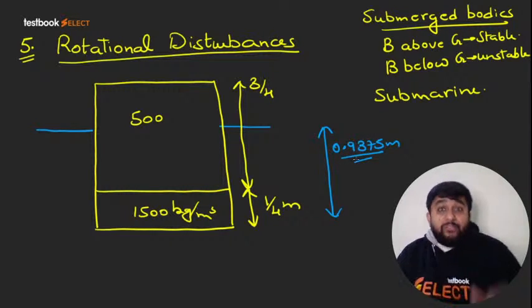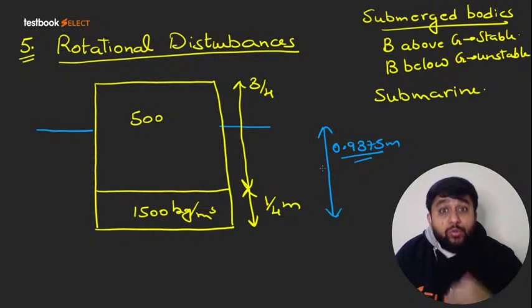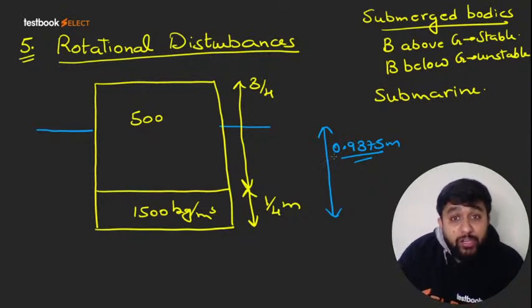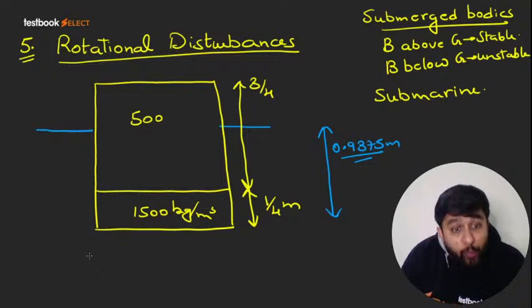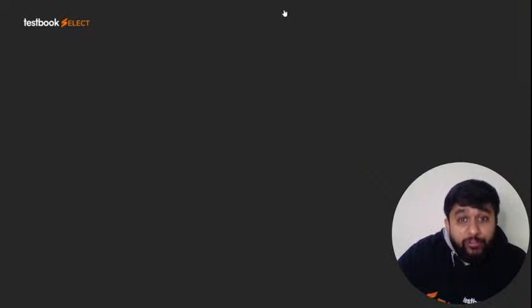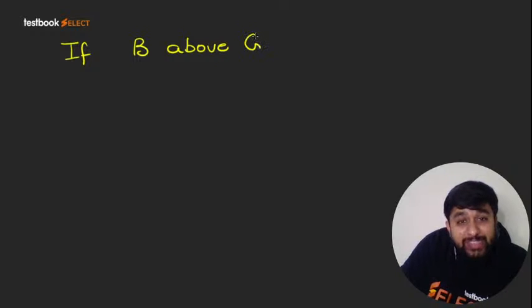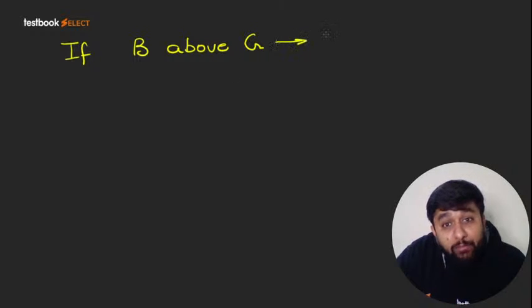So to check whether the body is stable in rotational disturbance or not, we need to find out certain points. What are those points? Those points are center of buoyancy, center of gravity, and meta center. If B is above G, then the floating body is always stable.